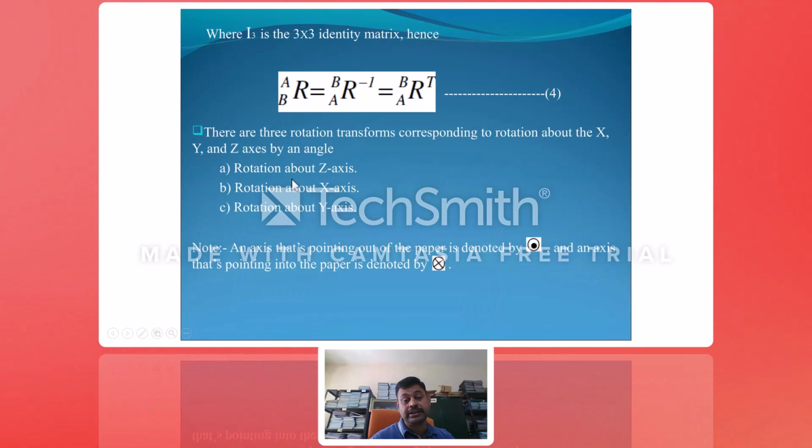Now we are going to talk about rotation, which we spoke about in the previous slide. The rotation is possible with respect to the x-axis, y-axis, and z-axis, and in clockwise and anti-clockwise directions. The right hand rule very clearly describes this: anti-clockwise is positive and clockwise is negative. Let us see the rotation about the z-axis, x-axis, and y-axis, and how we represent them in terms of a matrix. That is important. Note that the axis pointing out of the paper is denoted by this symbol, and the axis pointing into the paper is denoted by y.